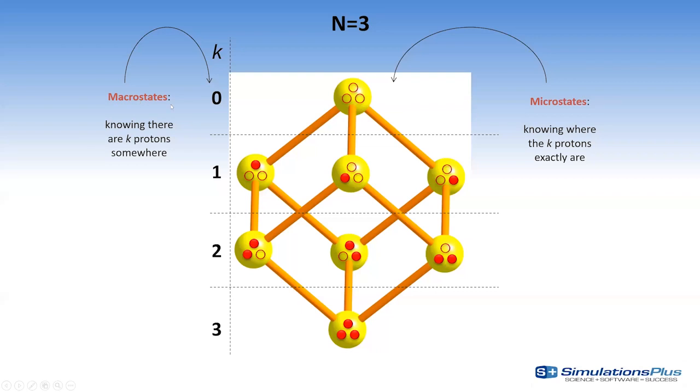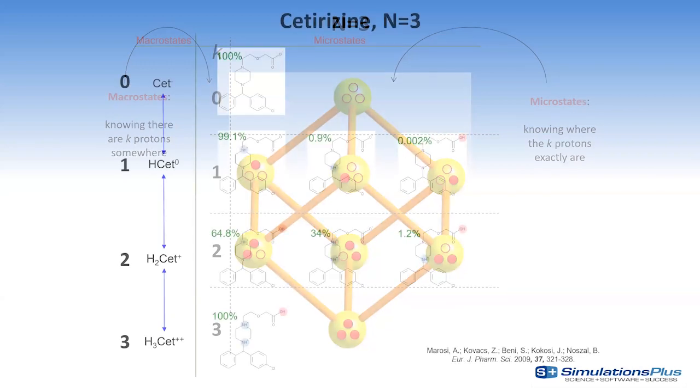So knowing that there are k protons somewhere is also called a macrostate, a macroscopic state, and the apparent pKa is also called a macroscopic pKa. So apparent pKa actually corresponds to only limited knowledge. Knowing that there are k protons somewhere, knowing where the k protons exactly are is in the realm of microstates.